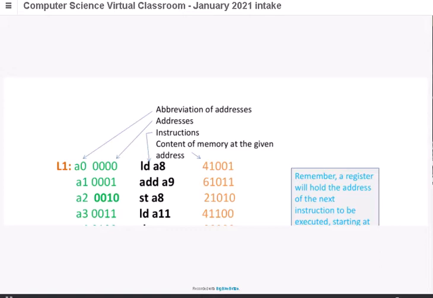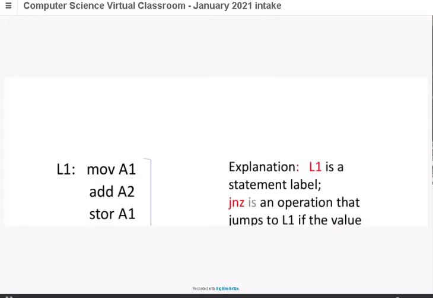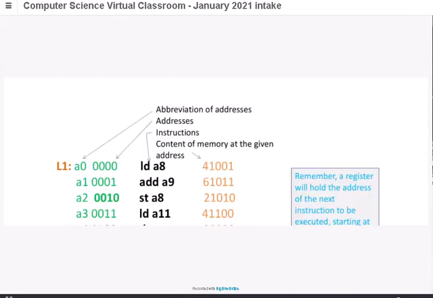I'm adding, let me just go back up. So I'm adding two things. I'm adding an operation, an opcode called jump not zero, and I'm adding something called a label. Here I'm labeling a memory location or a particular instruction.